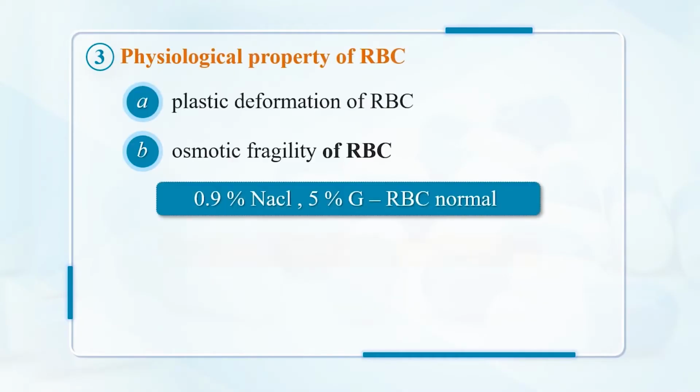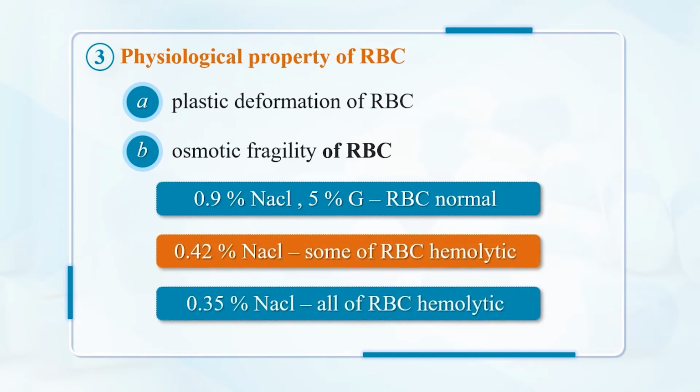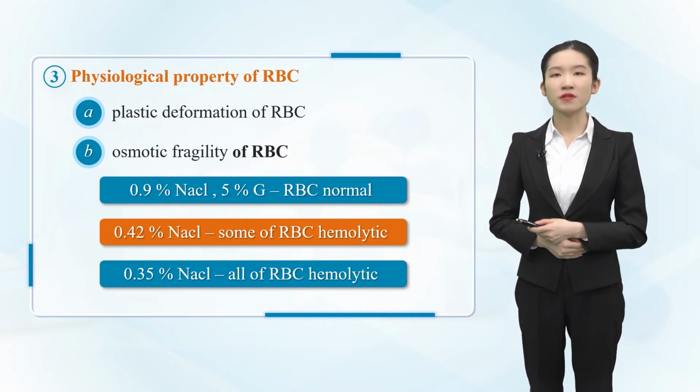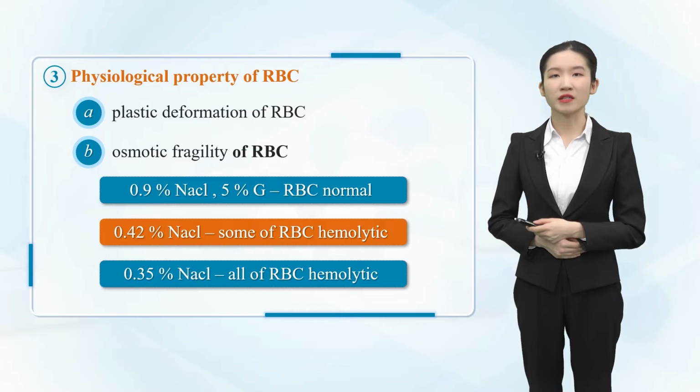Physiological properties of red blood cells. First, plastic deformation of red blood cells. Second, osmotic fragility of red blood cells. When red blood cells are placed in 0.9% sodium chloride or 5% glucose, the morphology of red blood cells is normal. When red blood cells are placed in 0.45% sodium chloride, some of them are hemolytic. When red blood cells are placed in 0.35% sodium chloride, all red blood cells are hemolytic.